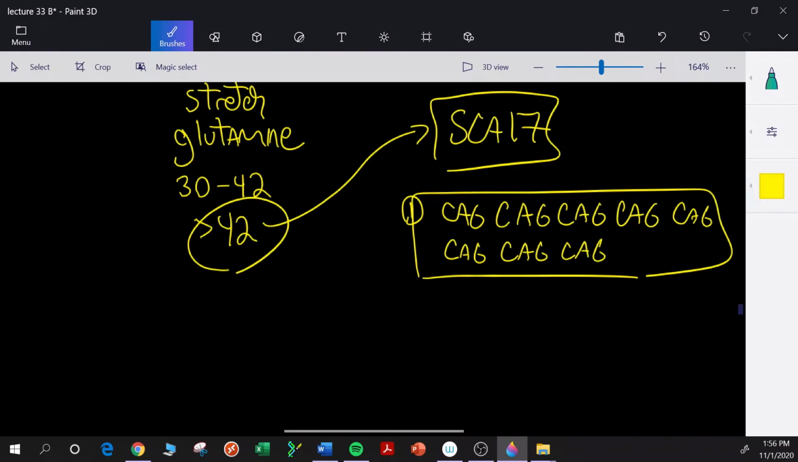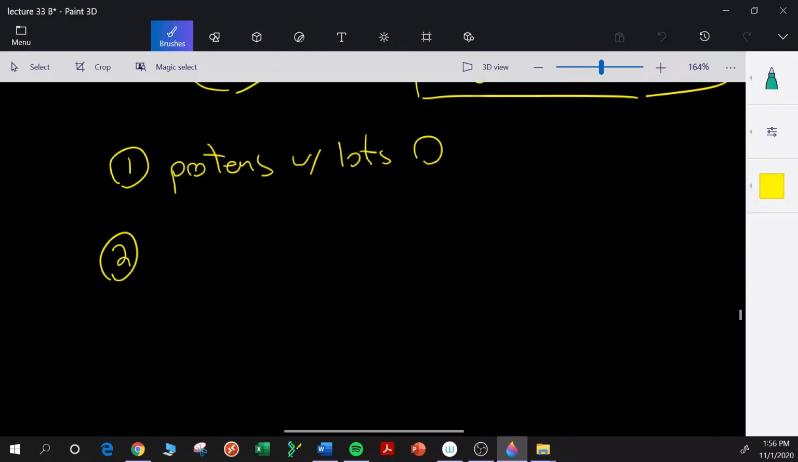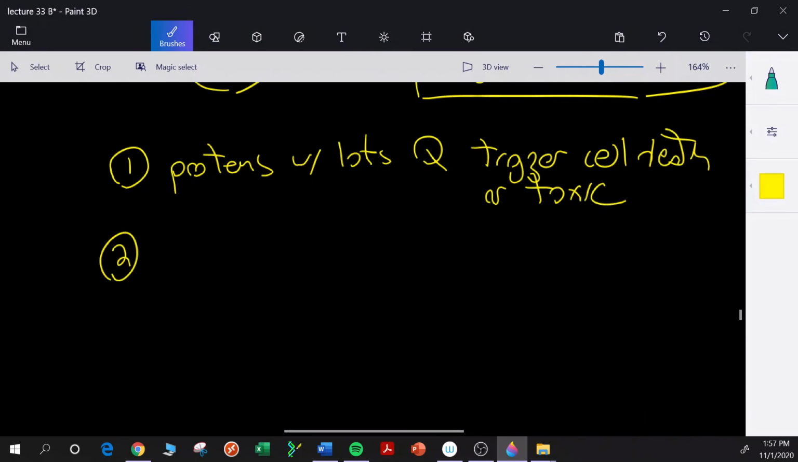There are two hypotheses to explain why too many glutamines cause problems. One hypothesis is that proteins with lots of glutamines, where Q is the symbol for glutamine, are toxic. They kill the cell because they're toxic.